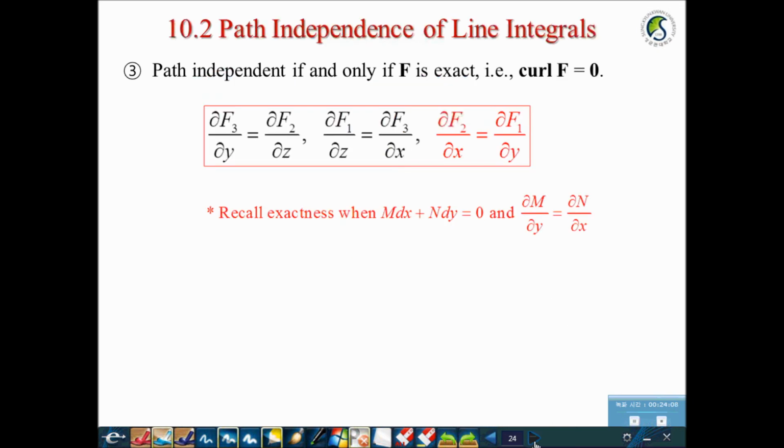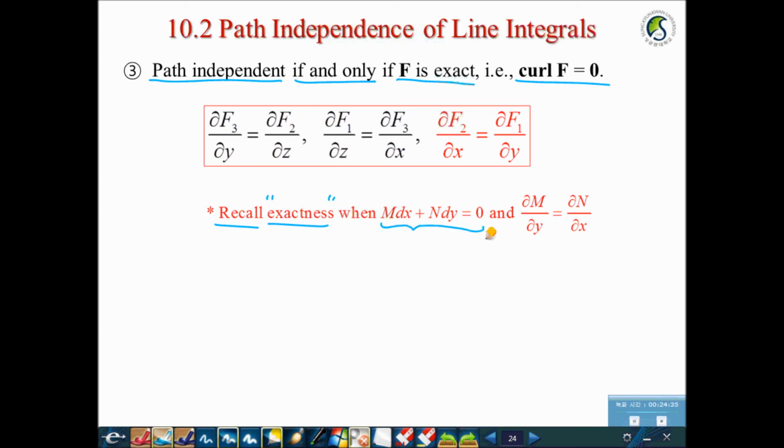The third one, all right? So it is path independent. The line integral is path independent if and only if F is exact, and that is curl F is 0. Do you recall that? Exactness? Do you recall from chapter 2? Exactness, right?